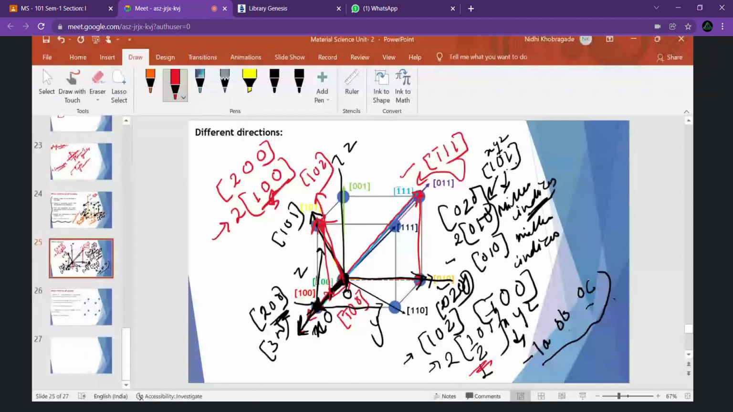Okay, so the main thing is that we have to mark our origin initially, then we have to mark our coordinate system, then we have to measure the values of particular lattice parameters A, B, and C. Then we have to reduce those coordinates or integers to the smallest value, right? By either multiplying or dividing with a common factor. Then after that, we'll get the smallest integers, and those integers are kept in square brackets, specifically for directions.